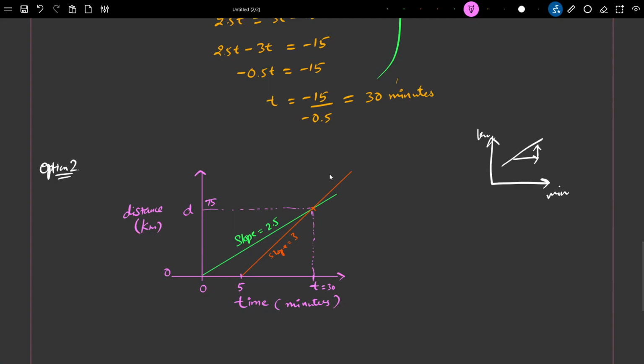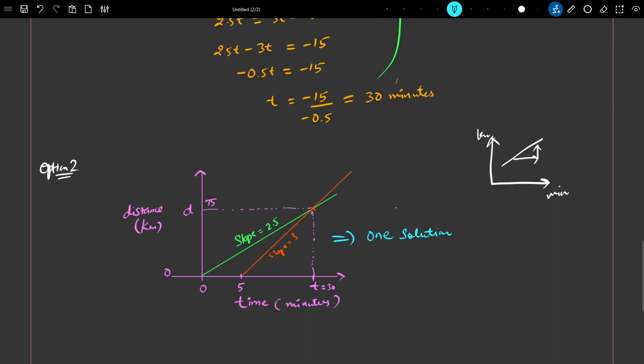Right, this is the scenario when we have one solution. There are two other possibilities which might happen, which we should discuss.